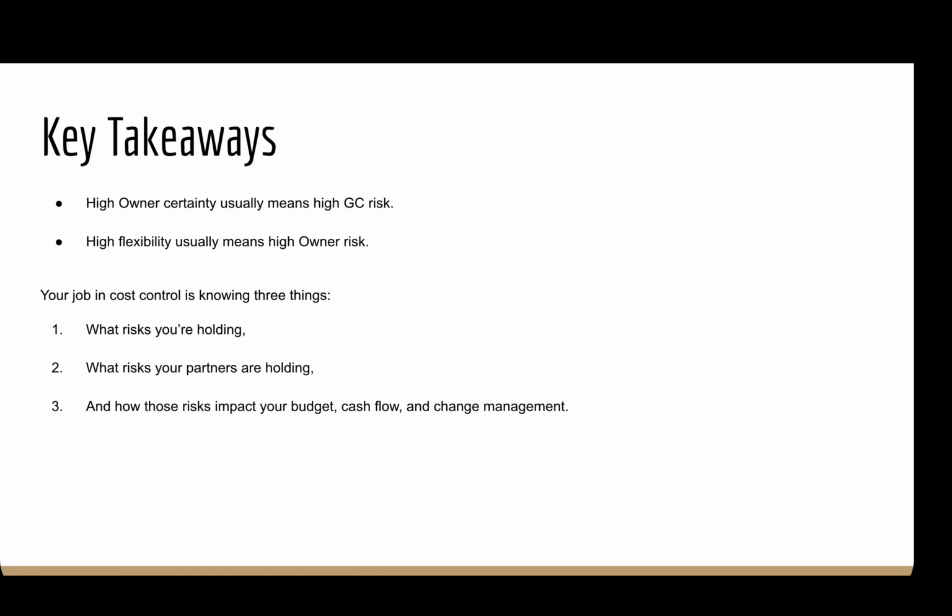High owner certainty means high general contractor risk. High flexibility in the scope means that the owner will have more risk. Your job in cost control is knowing three things: what risks you're holding, what risks your partners are holding, and how those risks impact your budget, cash flow, and your change management.